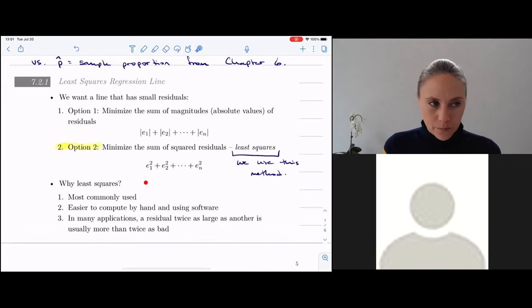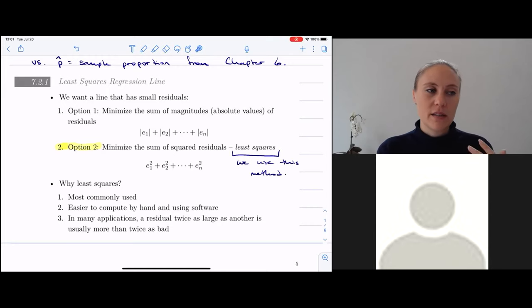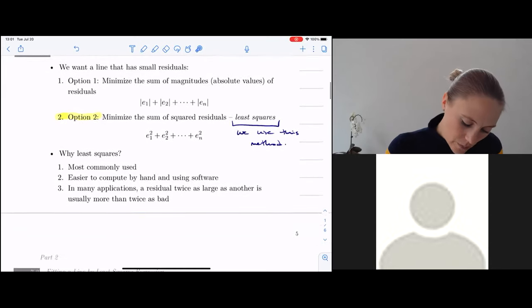Why do we use it? Well, it's the most commonly used, so we should probably stick with that, right? It's easier to compute by hand and using software, of course. Anything that's easy by hand is also easy using software. But you have to remember that these things originated from a time when software was not available. So that's why we've picked this path and stuck with it.